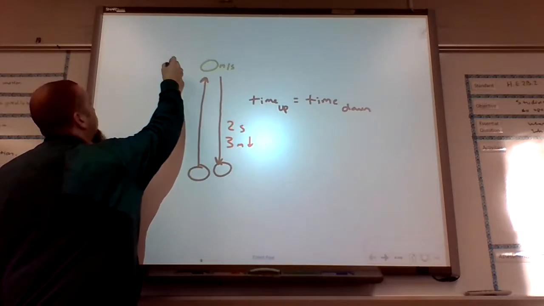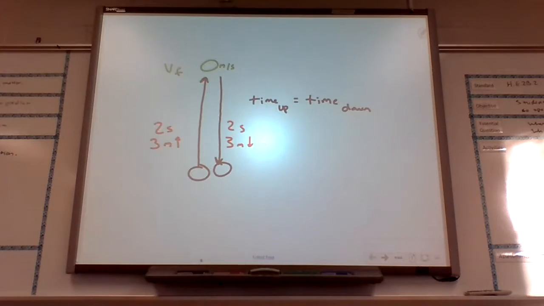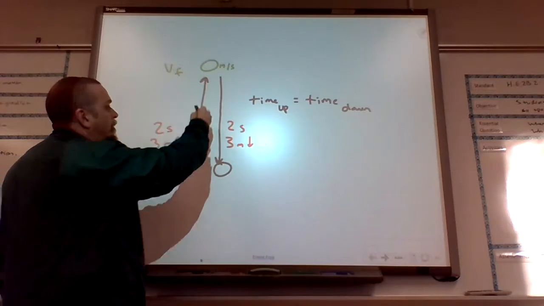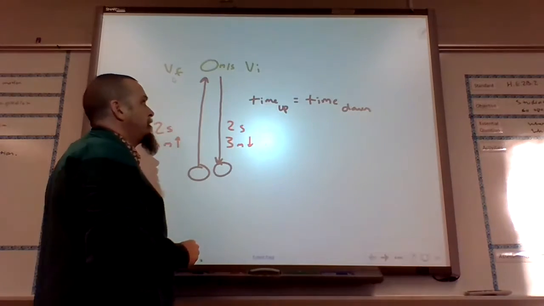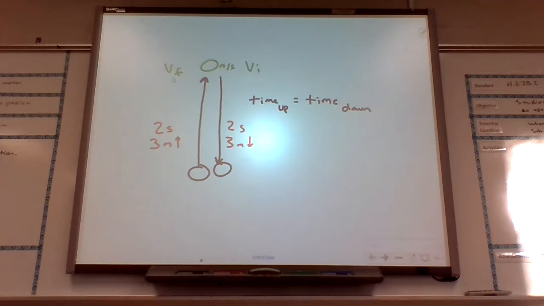For the upward part of it, though, that is our final velocity, it will end its upward motion at 0. For our downward part of the velocity, this would be VI, because it's going to start at 0 and speed back up. So whether you're talking about the upward portion of the object's motion or the downward portion of the object's motion, there's a 0 meter per second velocity to be found. It's VF if you're focusing on the upward portion, it's VI if you're focusing on the downward portion.